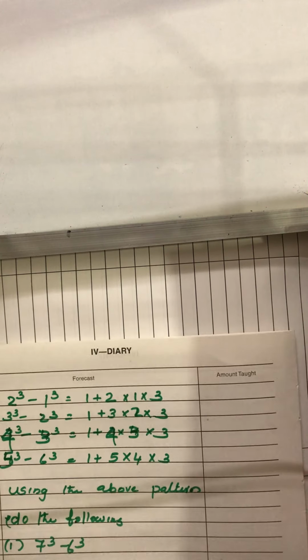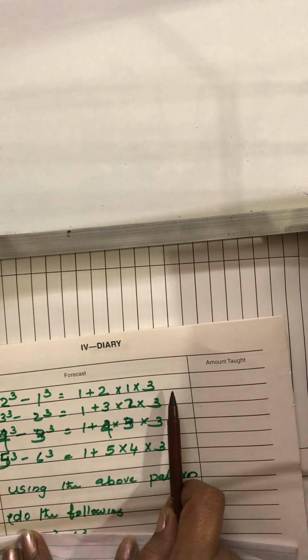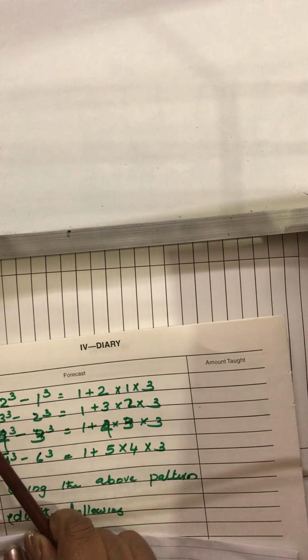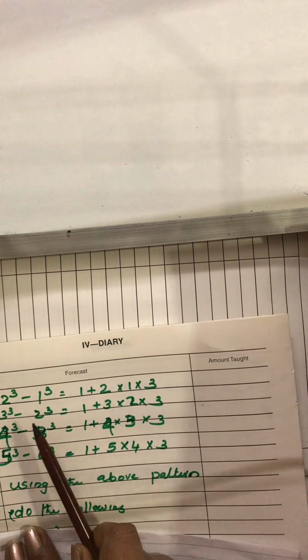Then one more pattern is there. That pattern also I am going to explain. The pattern is, look here. Here we have 2 cube minus 1 cube is equal to 1 plus 2 into 1 into 3. 1 everywhere it is starting from 1, and 3 is also common, then 2 into 1. Like that you just go through the pattern.